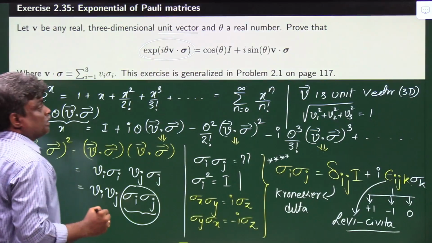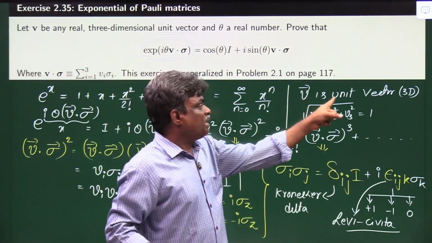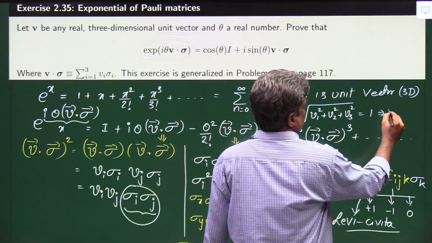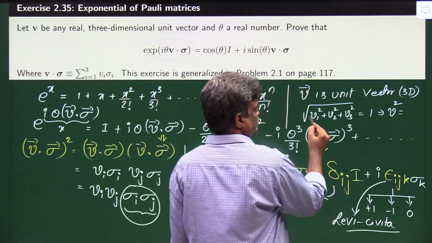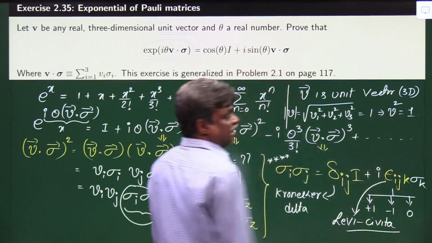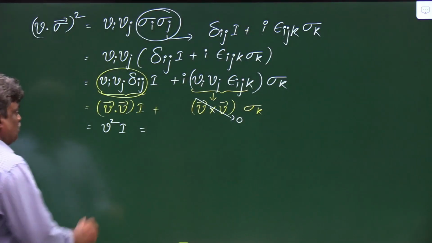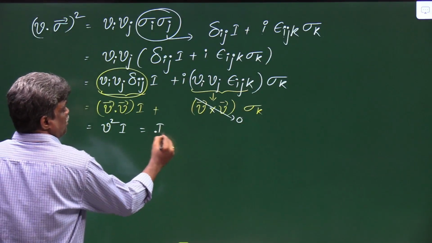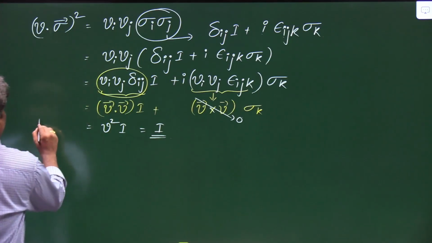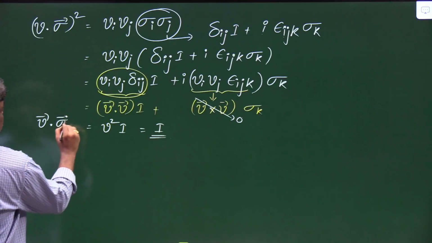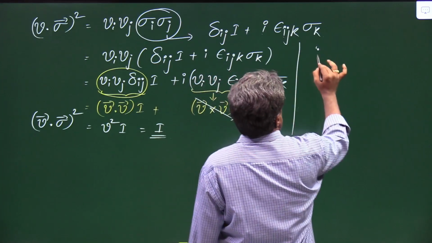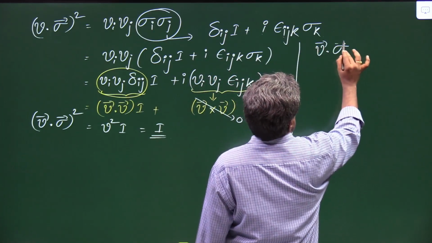And already I told you, in the question it is given, v is a unit vector in 3 dimensions. So if you observe carefully, if you take v square, this is the magnitude of v. If you take its square, then you are getting 1. So this v square is equal to 1. How much is it? I. So finally we got this result, (v bar dot sigma) whole square equal to I, identity.